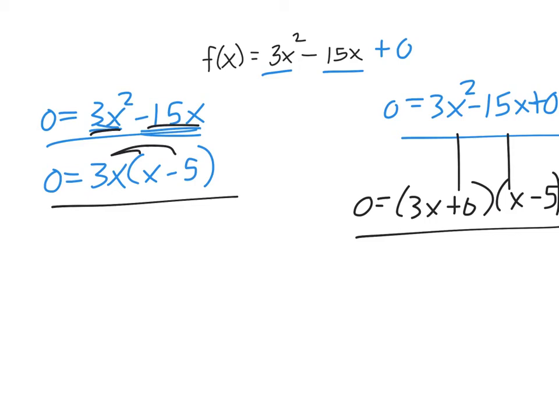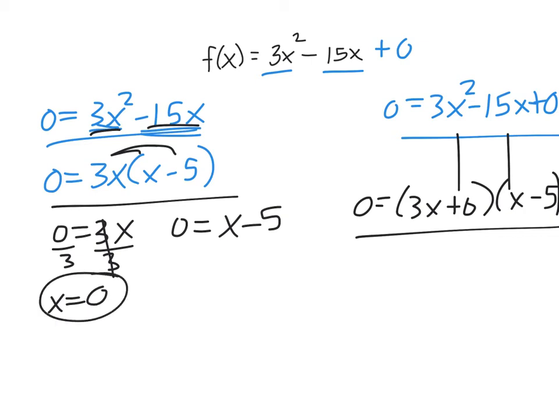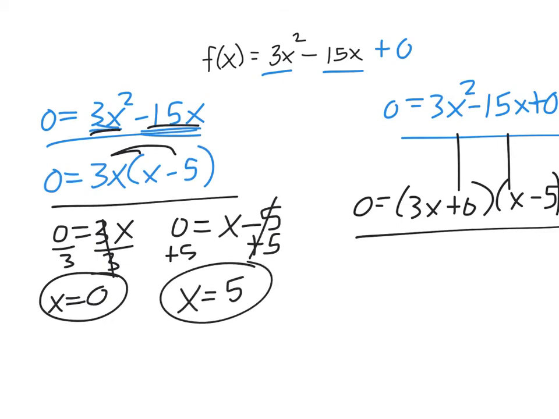So I solve both of them, set them equal to 0. 0 equals 3x, and 0 equals x minus 5. On the left side, I have to get rid of the 3, so I divide both sides by 3. 0 divided by 3 is equal to 0, so x equals 0. You move the 5 over, you get x equals positive 5. So x equals 0, x equals 5. Those are your two solutions.